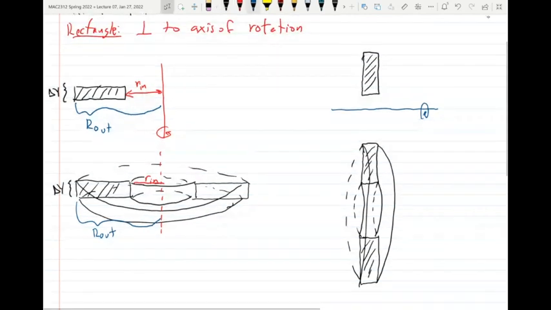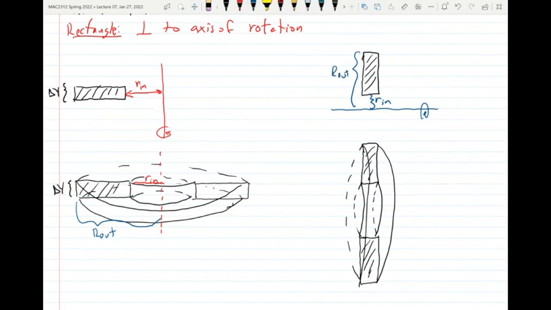And then once again, the same thing. R in is the distance between the closest point of the rectangle and the axis of rotation, so the separation, the hole. And then R out is the distance between the farthest point of the rectangle and the axis of rotation. Okay, so that's R out.